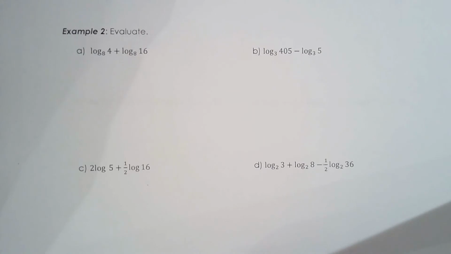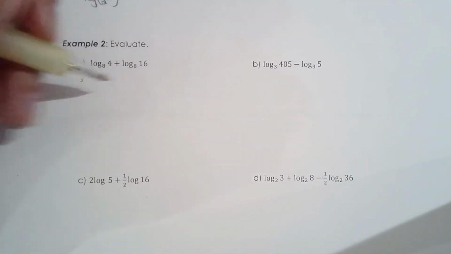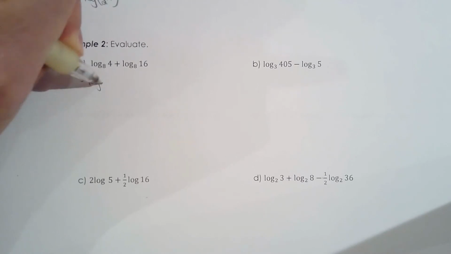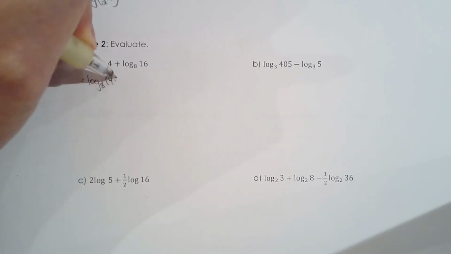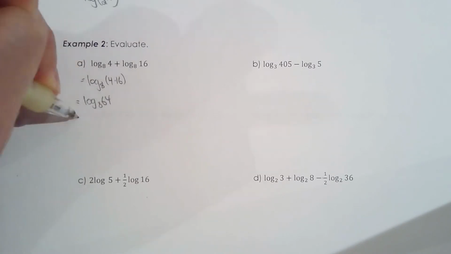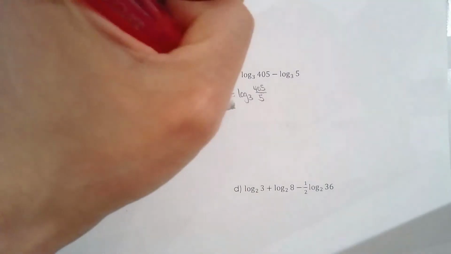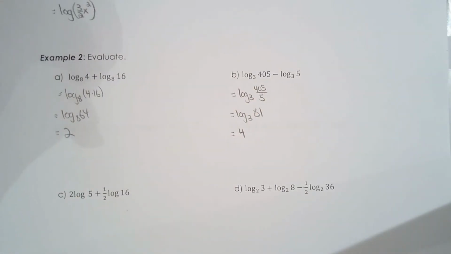Okay, nice. Some nice evaluating questions. So of course you can just punch it in your calculator and do all the work, but on the tests we may not let you have a calculator. So 4 times 16, I can use the product law of logarithms because the bases are both the same. So 4 times 16 is 64. So 8 squared is 64. Okay, quotient law of logarithms. They both have a base of 3. So 405 over 5 is 81. And it's 4. 3 to the power of 4 is 81.